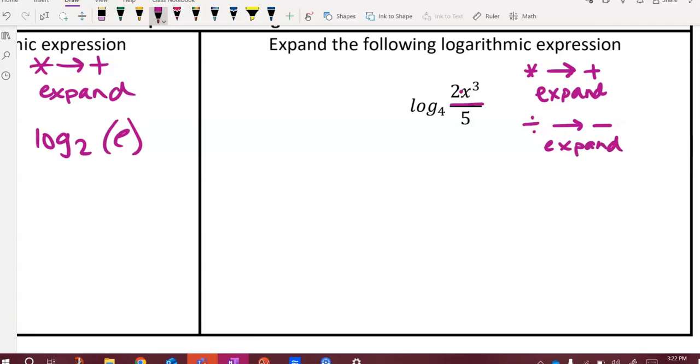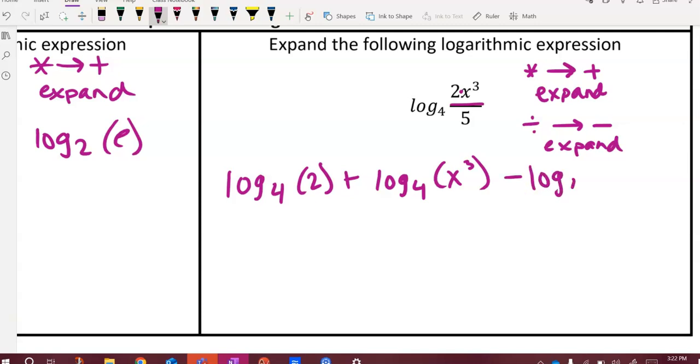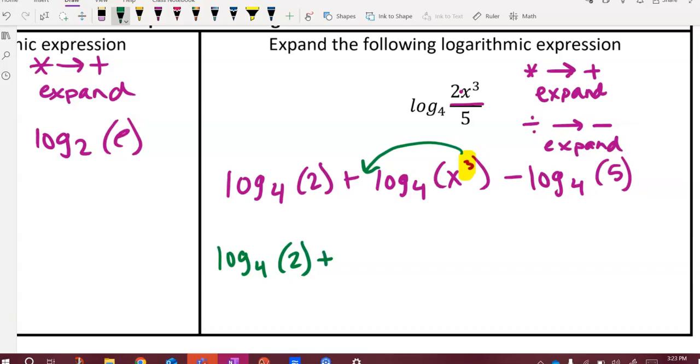So here we have 2 times x cubed. So first off, we're going to start with log 4 of 2 plus log 4 of x cubed. And then the division means subtraction, so we're going to have log 4 of 5. Now, one more thing we need to do here is this exponent of 3. Exponents can be rewritten as coefficients when we expand. So our final answer here is log 4 of 2 plus 3 times log 4 of x minus log 4 of 5.